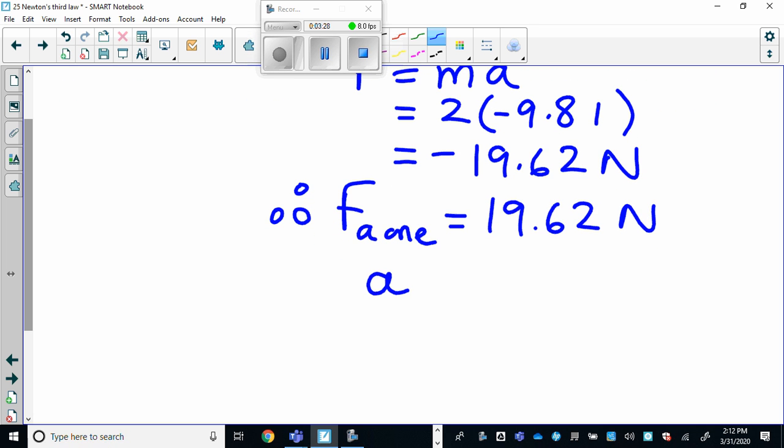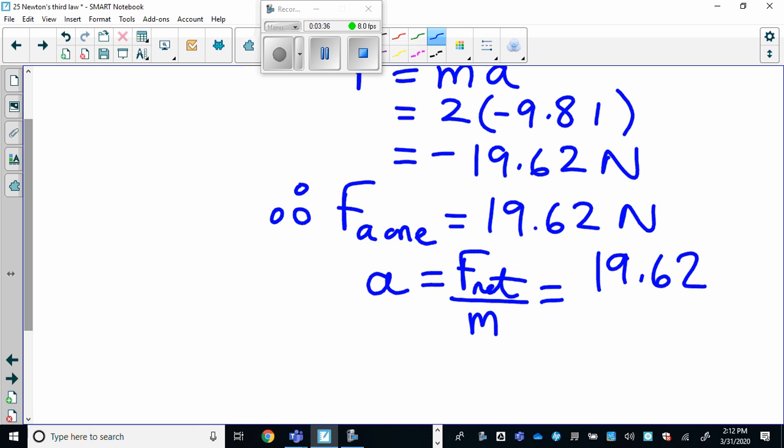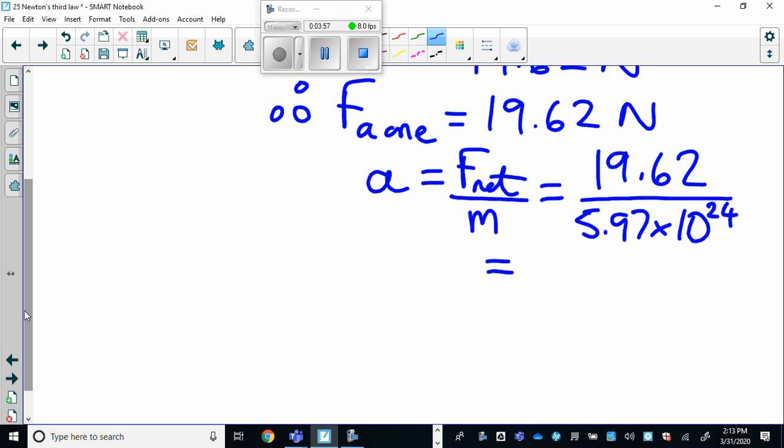Then the acceleration is going to be the net force divided by the mass. Net force we just calculated. Of course, the mass of the earth is unbelievably big compared to an apple. And so you can see what's going to happen here. We're dividing a relatively small number by a huge number, and therefore we are going to get a very, very, very, very small acceleration. It turns out to be 3.28 times 10 to the negative 24 meters per second squared.